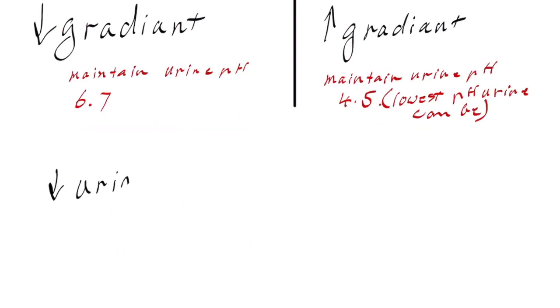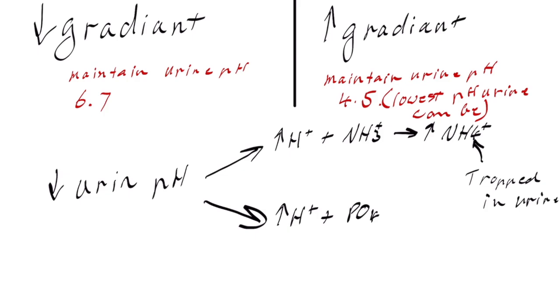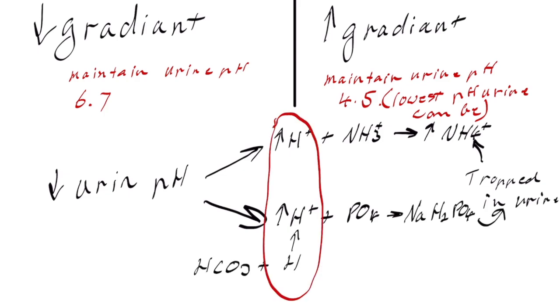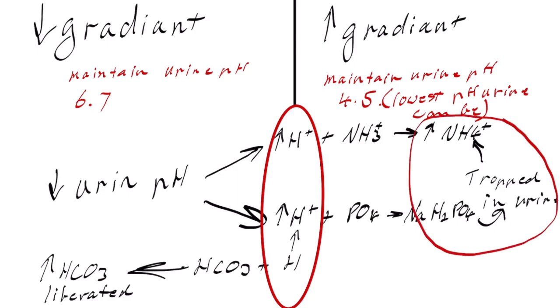But the more acidic the urine is, the more ionized your ammonium is, meaning that it gets trapped in the urine, and the more phosphate will also bind with hydrogen, so the acidity will promote the buffering systems to then liberate more bicarb and excrete more hydrogen ions in urine.